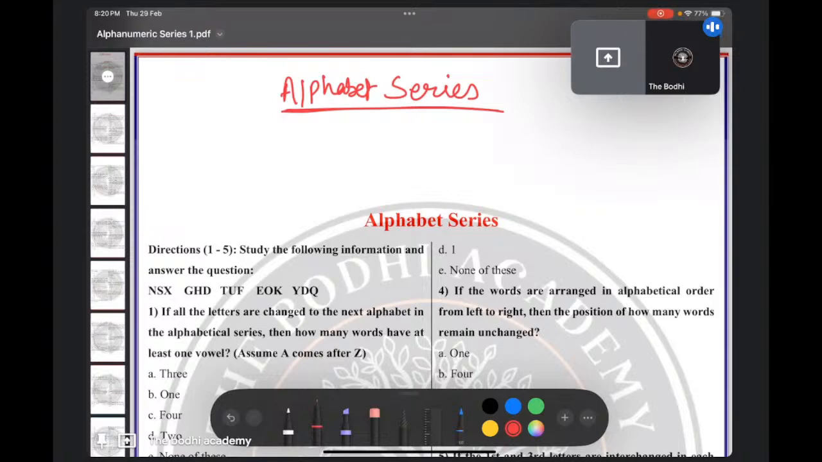Today, we are going to study alphabet series. Very important topic. For any exam, 2 to 3 questions from this type of topic definitely come. And in the banking and insurance exams, big exams like LIC, United India Insurance, SBI, IBPS, RBI, this type of problems come for 5 straight marks. So we'll see how to solve alphabet series problems.